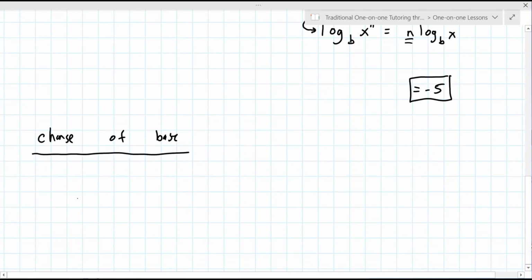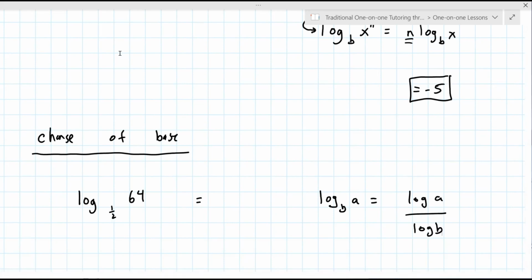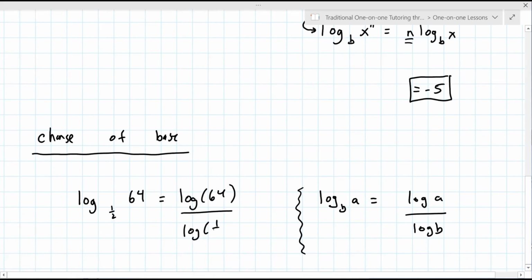So let's say I ask you for log base 1/2 of 64. You would want to use this property. The log base b of a is the log of a over the log of b. So how would you rewrite this one on the left here using this property on the right? Would it be like log 64 over log 1/2? Perfect. And can you enter that into Desmos and tell me what you get for that, please?